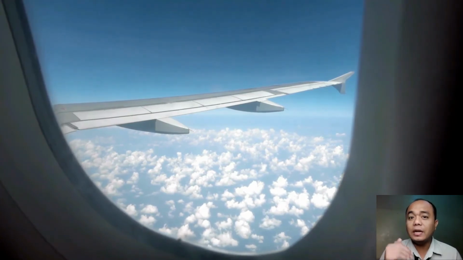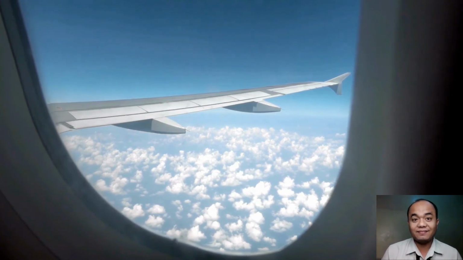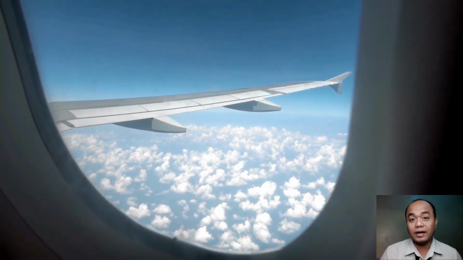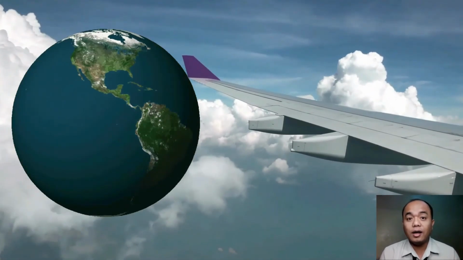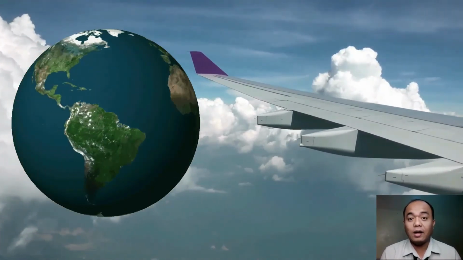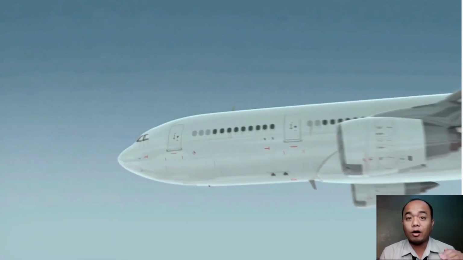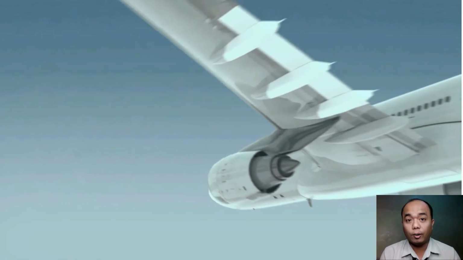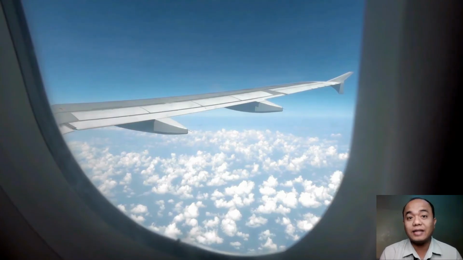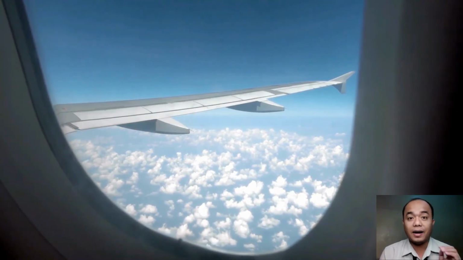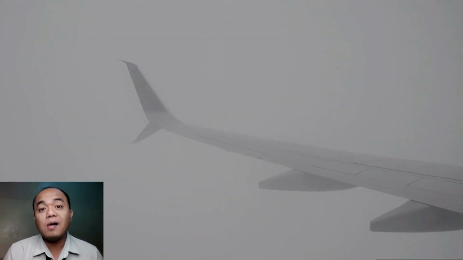Naramdaman niyo ba na lumilipad ang eroplano, umaandar ang eroplano kung nasa ere ka na? Di ba hindi rin? Same din ito ng konsepto class ng pag-ikot ng mundo. Hindi natin maramdaman ang pag-ikot ng mundo kasi nga kasama niya tayo na gumagalaw. Katulad din ito ng eroplano. Hindi natin masyadong maramdaman ang paggalaw ng eroplano kahit napakabilis ng lipad nito kung nasa ere ka na, dahil kasama ng eroplano, gumagalaw din tayo. Mararamdaman mo lang ang paggalaw ng eroplano kung may mga turbulence na nangyayari sa ere dahil sa masama ang panahon.